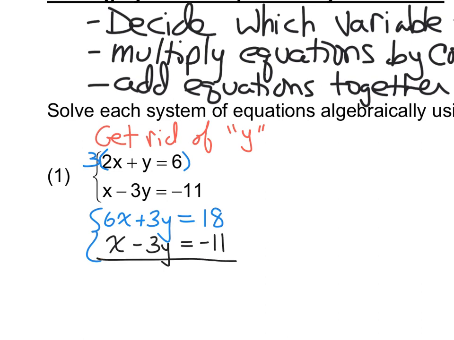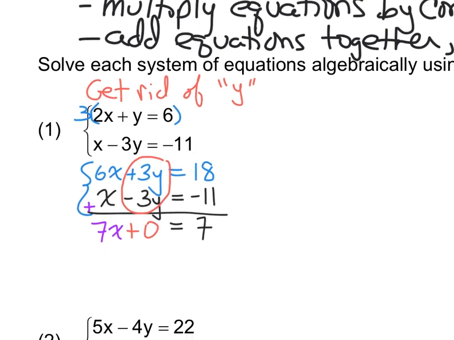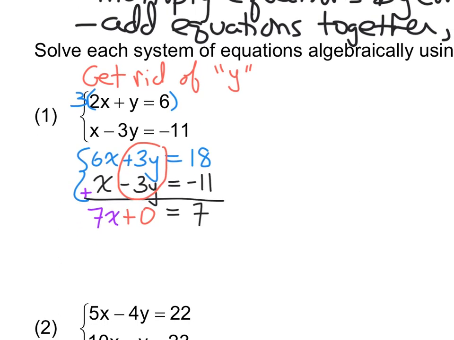When I add my two equations together, I'll chuck a little plus sign in there. I'm going to get 7x. These two here would add to 0, so plus 0 equals 7. You don't have to write the plus 0, obviously. So it's really just the same as 7x equals 7. Divide by 7, and you get x equals 1.